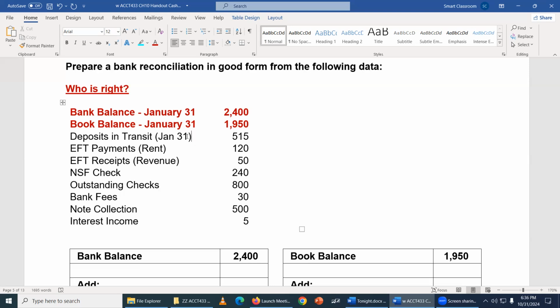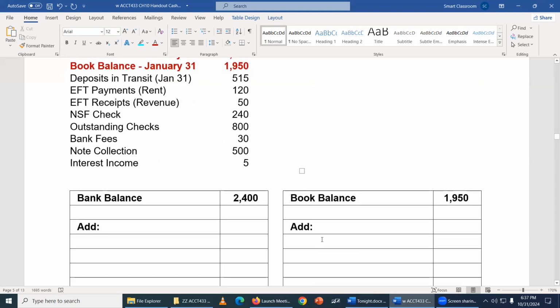We have it on our books. January 31st, we made this deposit. The bank doesn't count it until maybe the next day or a few days later, depending on what it is. So whose side are we going to correct to find the correct balance? Actually, it's going to be the bank. The bank just doesn't have it in there. We made a deposit, it'll be in our book balance. We'll have a deposit of $515. The bank just doesn't have it, so we have to add this to the bank. So this will be our deposit in transit.